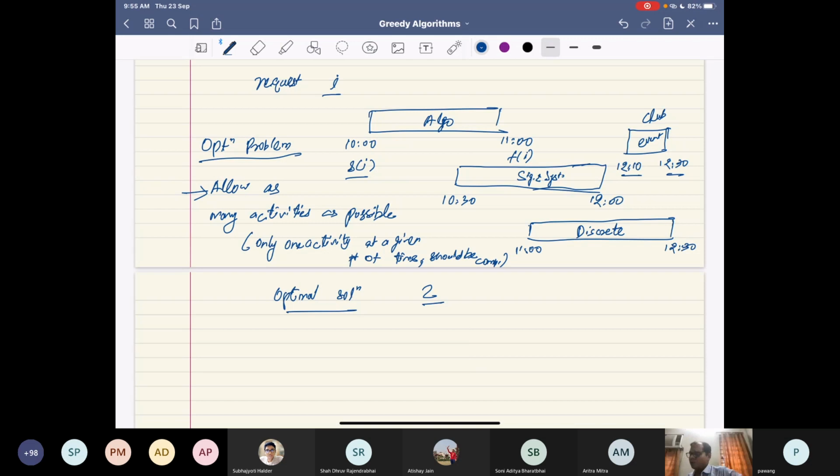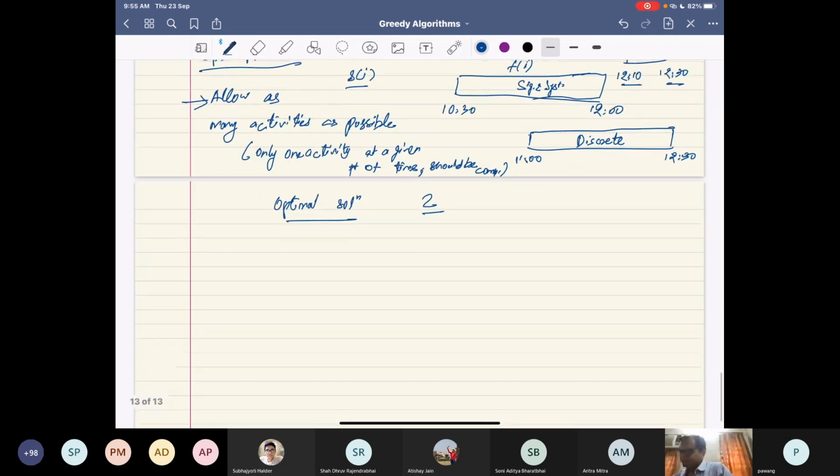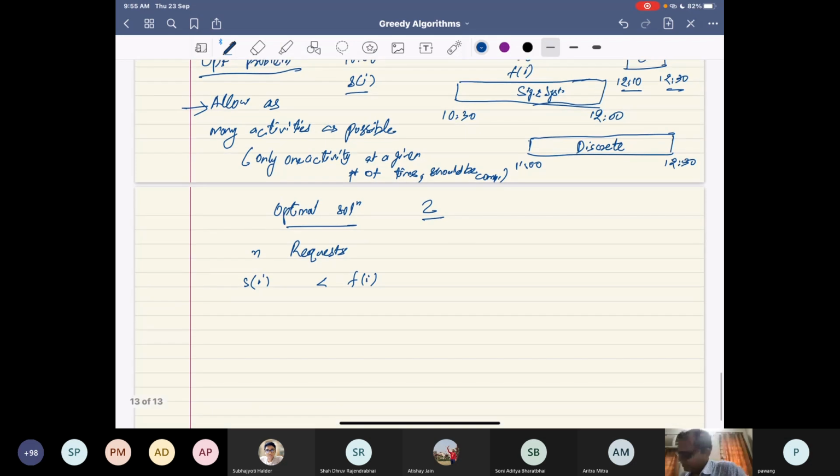Now, this is your optimization problem. Immediately you can think of how to write an algorithm. I will proceed by thinking we are solving it by dynamic programming, and then we will see how to solve it efficiently. So I have n requests. Each comes with a start time and finish time, and Si has to be less than Fi, so it should run at least for some time. It should not be a 0 time activity.